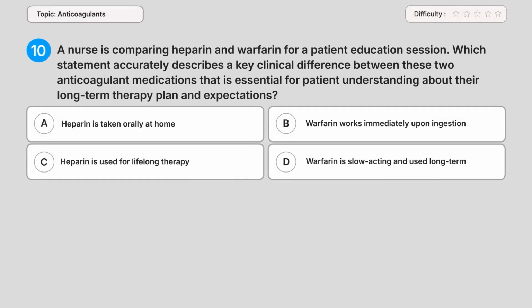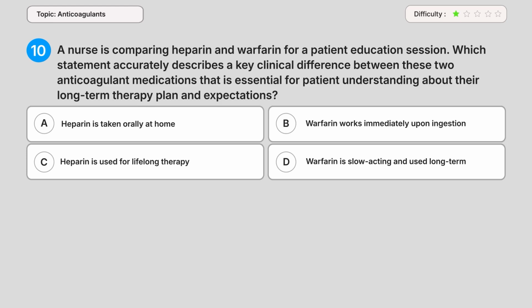10. A nurse is comparing heparin and warfarin for a patient education session. Which statement accurately describes a key clinical difference between these two anticoagulant medications that is essential for patient understanding about their long-term therapy plan and expectations?